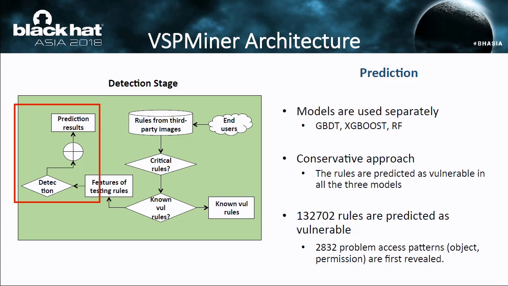After that, we do a prediction process, and the models are used separately. Different from the approach used in SEAndroid, we use a more conservative approach: only if a rule is predicted as vulnerable in all three models will we label it as vulnerable. Finally, we get many vulnerable rules, and more than 2,000 problem access patterns are first reviewed. Later we will do more statistical analysis on these vulnerable rules.